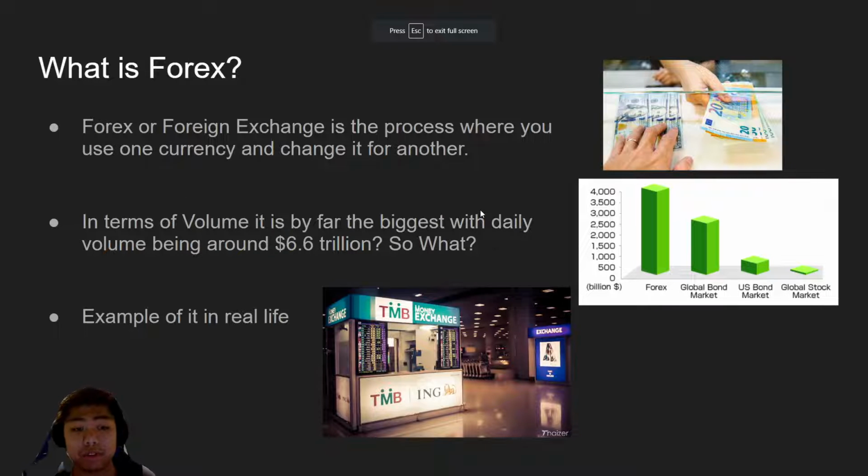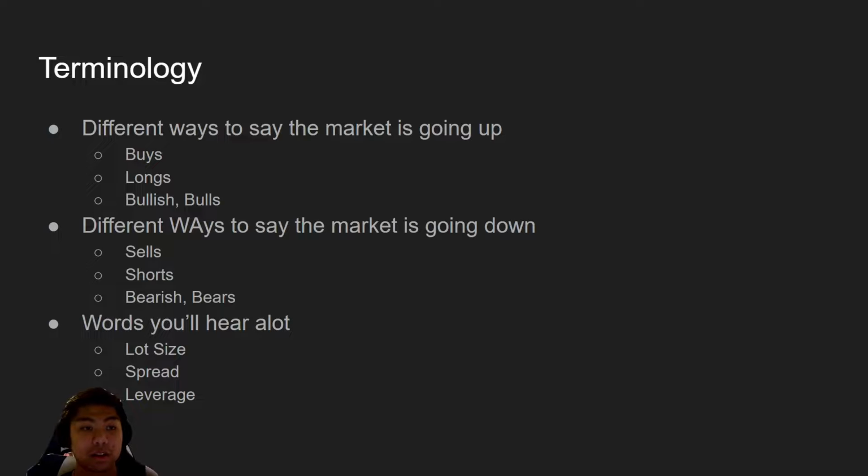And that is the example of it in real life. So this is a real life business. This is a real thing that happens day in and day out. Okay, so it's not just a game that you play on your phone. This is actually real. It's an actual market. And yeah. So basic terminology, so different ways to say the market is going up: buys, longs, bullish, and bearish.